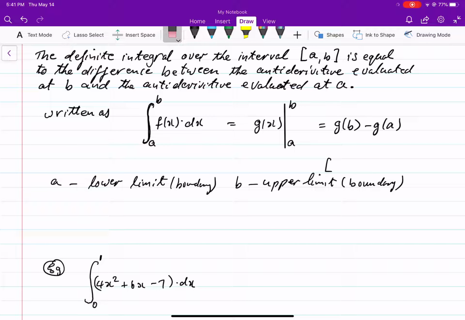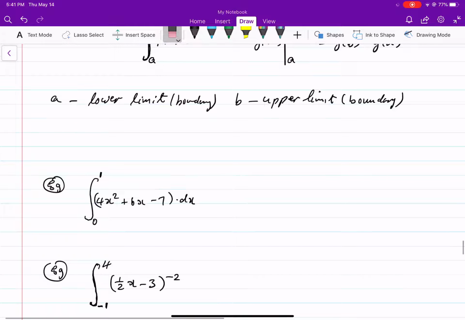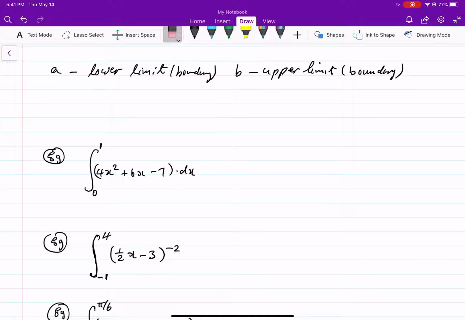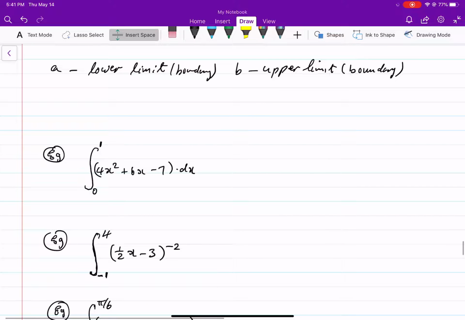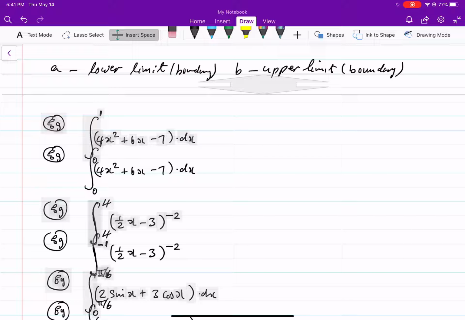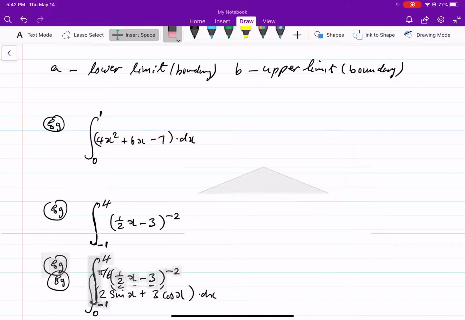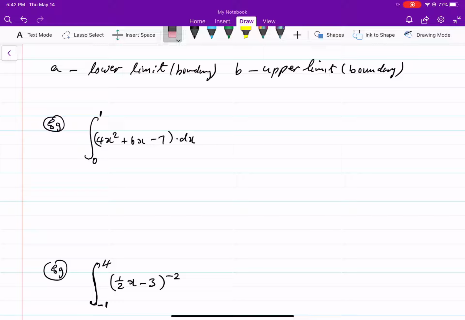Okay. So it's not difficult to evaluate a definite integral. I have several examples here, so we're going to just jump right in. Let's look at the first one: the integral of 4x squared plus 6x minus 7 dx between limits 0 and 1. That's how you read it.